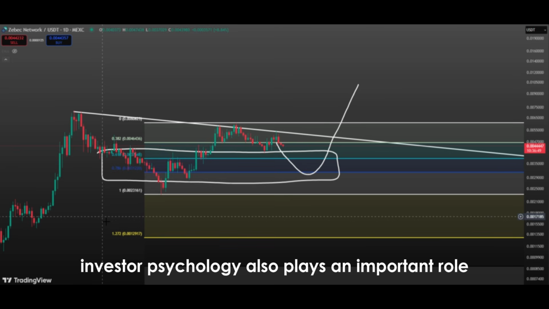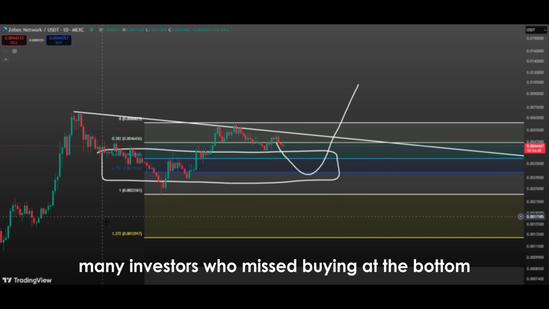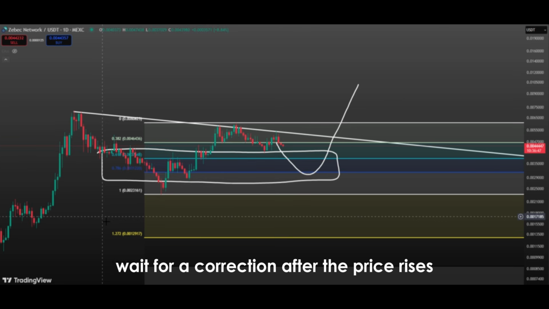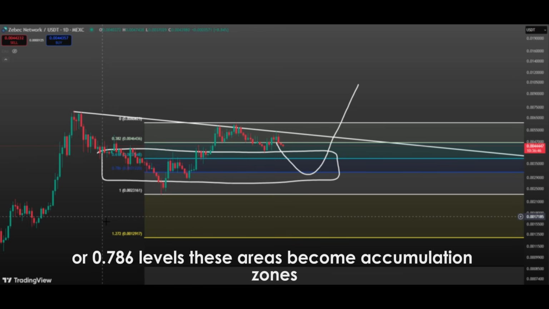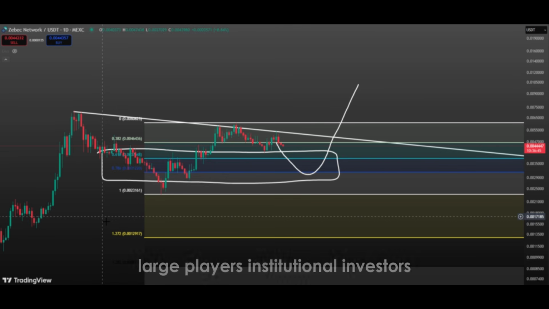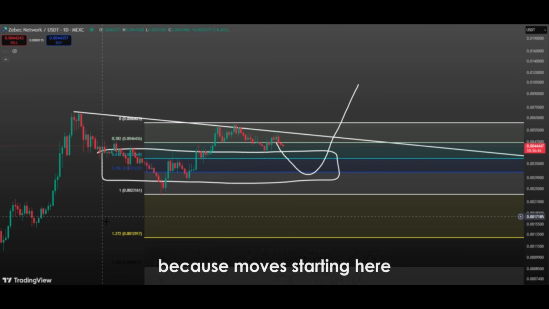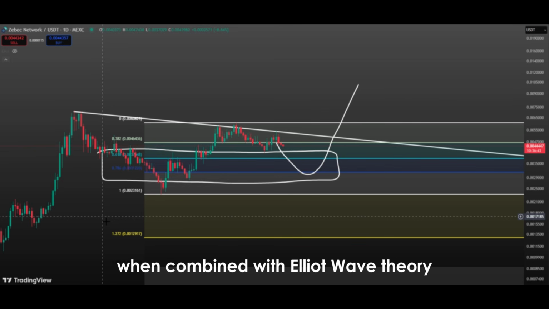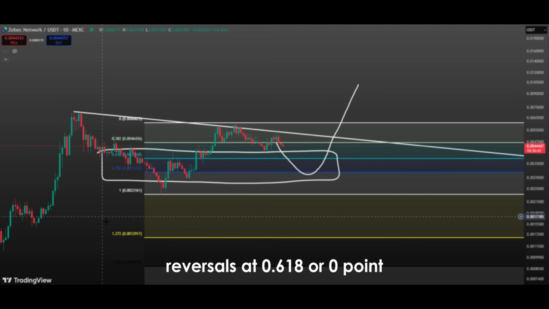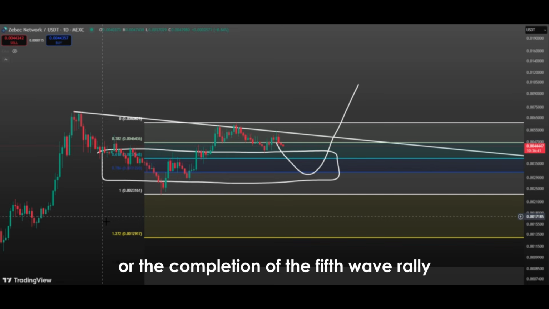Investor psychology also plays an important role in such cases. For example, many investors who missed buying at the bottom wait for a correction after the price rises, and the most reliable zones for such corrections are typically the 0.618 or 0.786 levels. These areas become accumulation zones. Large players, institutional investors, and experienced traders monitor these levels closely because moves starting here are often the beginning of a new impulse wave. When combined with Elliott wave theory, reversals at 0.618 or 0.786 can often mark the end of the second wave or the completion of the fifth wave rally.